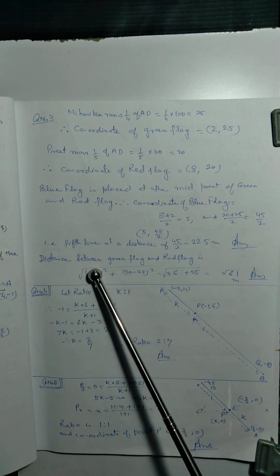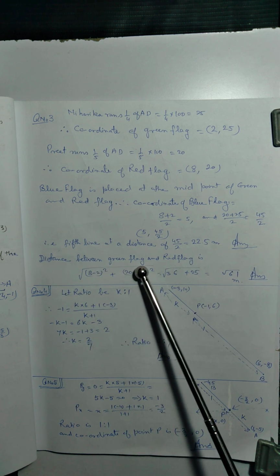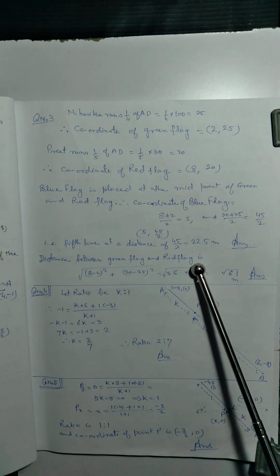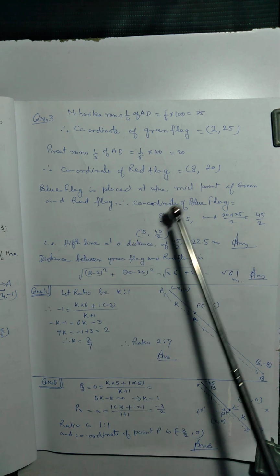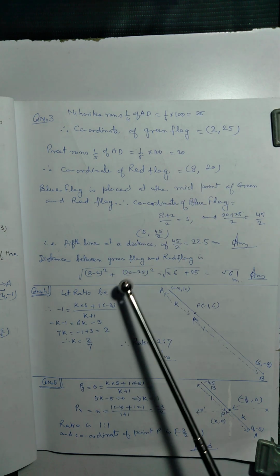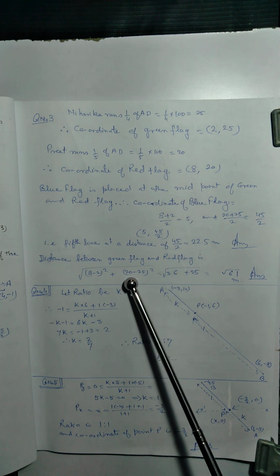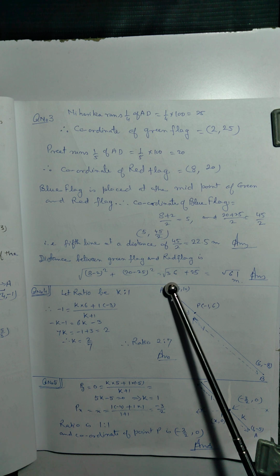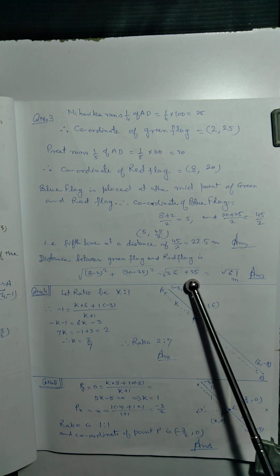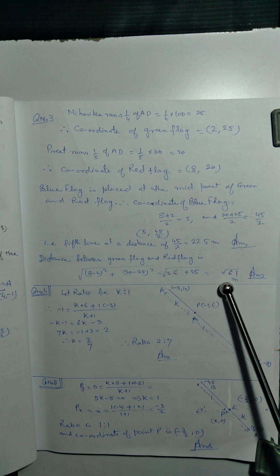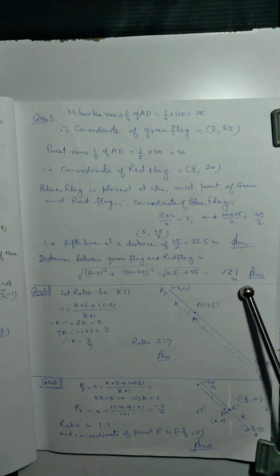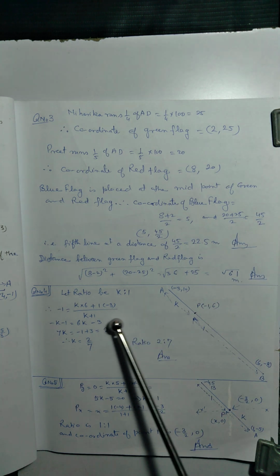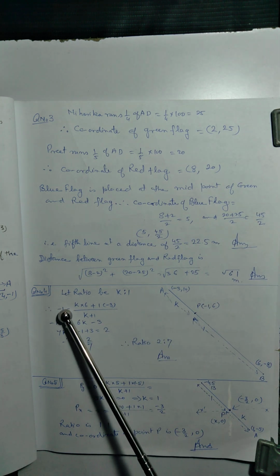Now the distance between the green flag and the red flag will be worked out. You see, it is the square root of (8 minus 2) whole square plus (20 minus 25) whole square. It will be equal to 36 plus 25, and ultimately it will be equal to root 61 meters. Now proceed to question number 4.